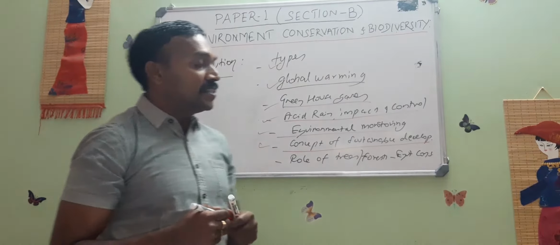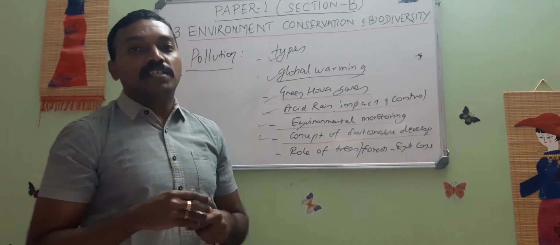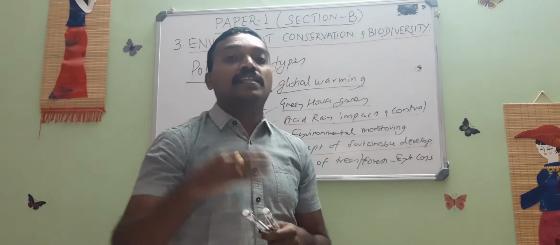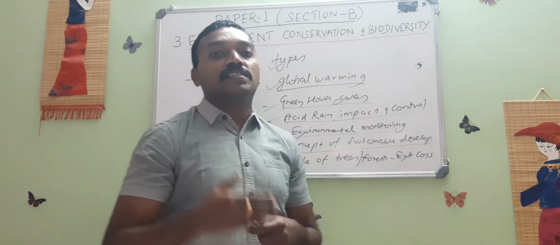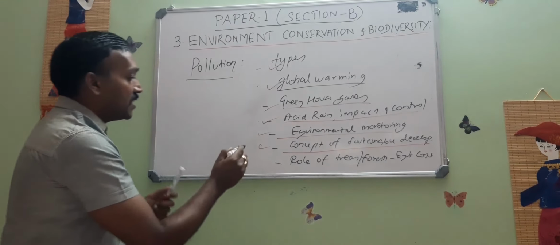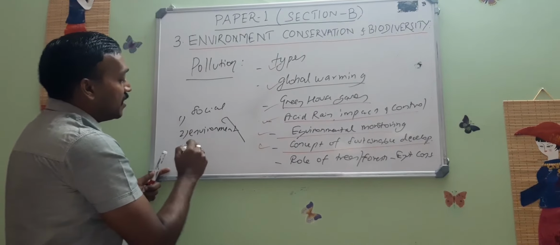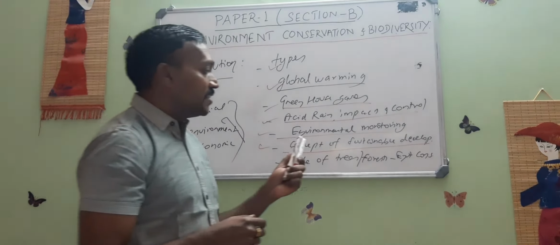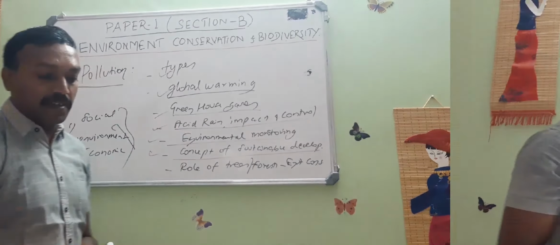So sustainable development is nothing but, without affecting the interest of future generation, how we are managing the resources. So the present generation should enjoy, and the future generation should also enjoy the equal benefits what the present generation is enjoying. So that is the concept of sustainable development, and three important aspects are covered here. One is about the social and environment and economic. So all these three aspects need to be considered while designing or while describing the sustainable development.